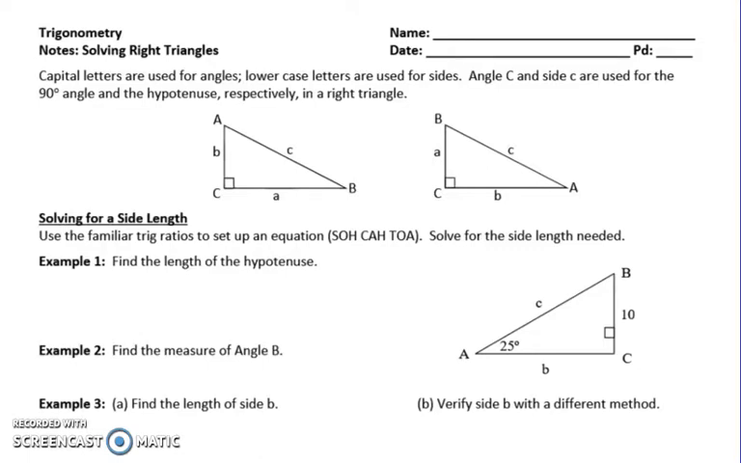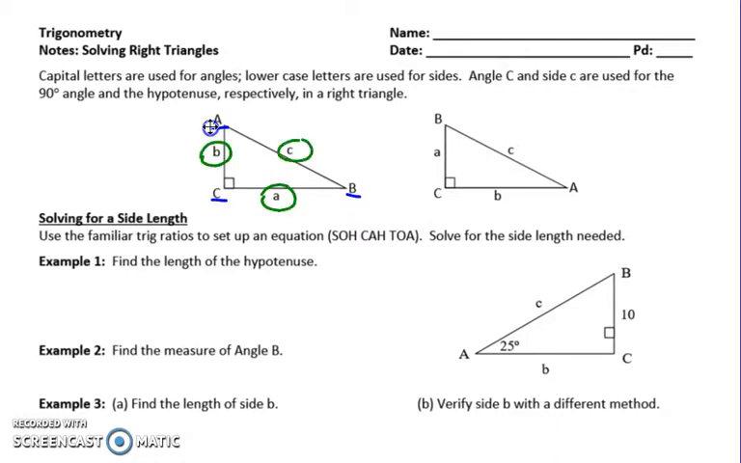Today we are going to solve right triangles, and then we're going to use our knowledge of solving right triangles to solve angle of elevation and depression problems. So first, understand that when looking at a right triangle, capital letters are used for your angles, and lowercase letters are used for your sides.